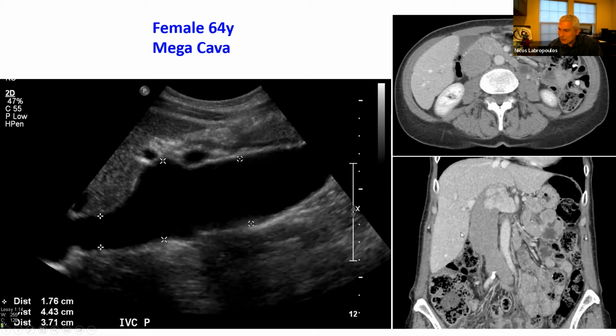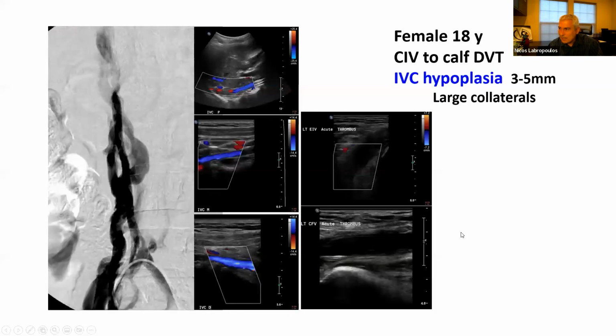This is a female patient, 18 years old, who presents with a DVT from the calf to the common iliac vein. It's hypoplasia. The cava measures only 35 millimeters, and you see large collaterals on the venography. You can see here on the CAT scan the hepatic level of the vein being small. At the mid-level the vein is tiny, and the distal IVC is so small here. And you see the acute thrombus in the left external iliac vein and the common femoral.